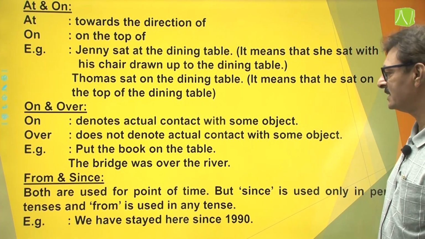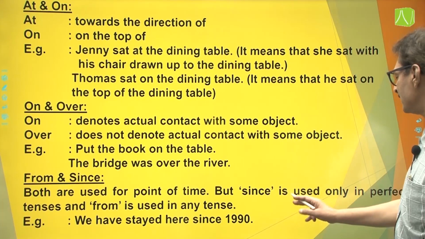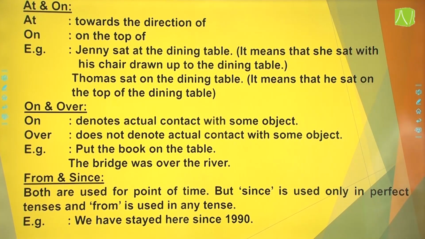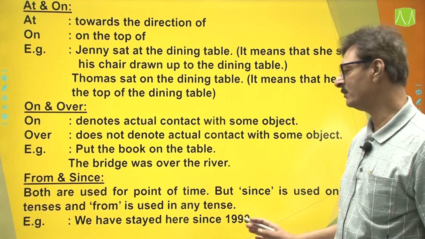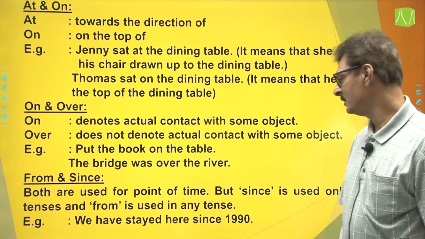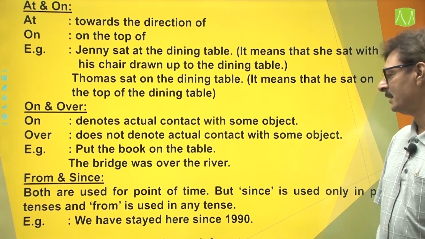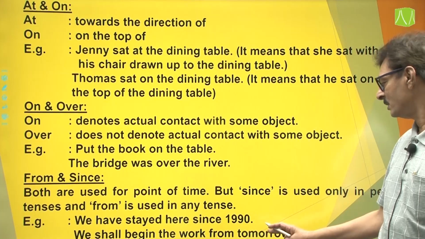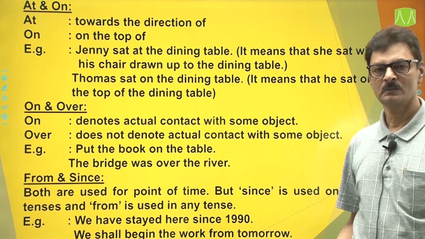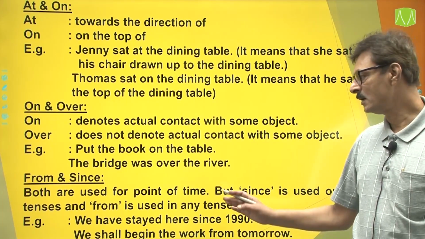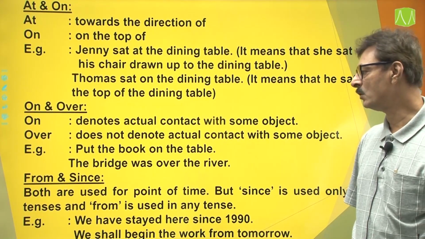From and since, easy है. Both are used for the point of time, but since is used only in perfect tense and from is used in any of the tenses. We stayed here since 1990. We shall begin the work from tomorrow. This is how since and from are used.